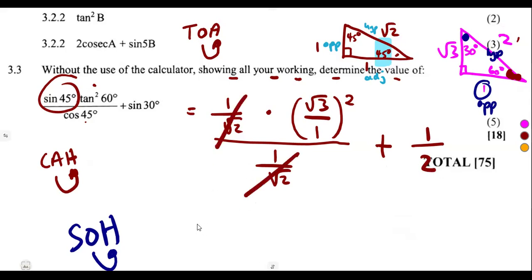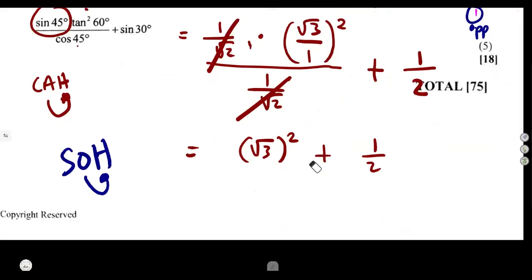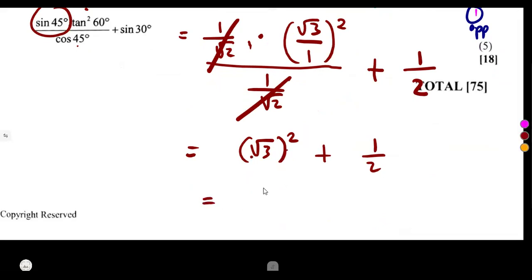This one and this one, because there is a product and this is a fraction, you can cancel. So we're going to be left with square root of 3 over 1, squared. Any number that we have over 1 is just going to remain as it is. So it's square root of 3 squared, plus the 1 over 2 that we are having here. So what is the square root of 3 squared? A square root and a square neutralize. So you remain with 3 plus 1 over 2. Adding a fraction to a whole number, we're just going to combine them as 3 and a half. So that is your answer.